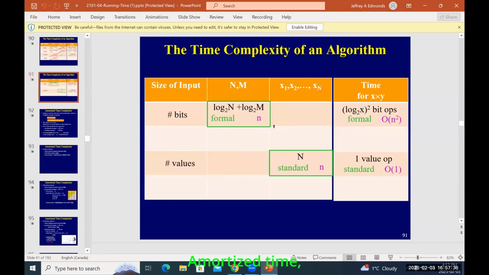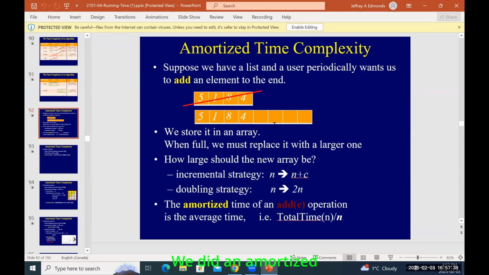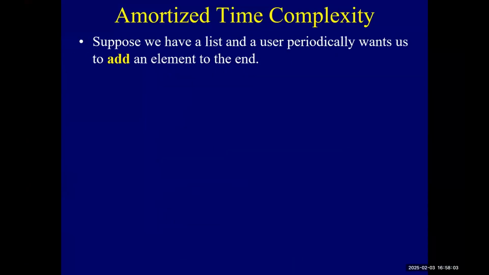Amortized time. We did an amortized time already, right? Remember when I pushed those buildings and then I might pop a lot of them, but no building gets popped more than once? That was called amortized time. And we're going to look at another example of amortized time.